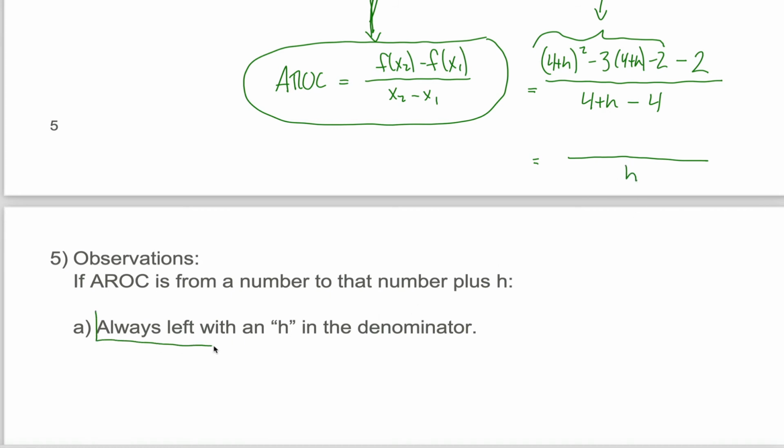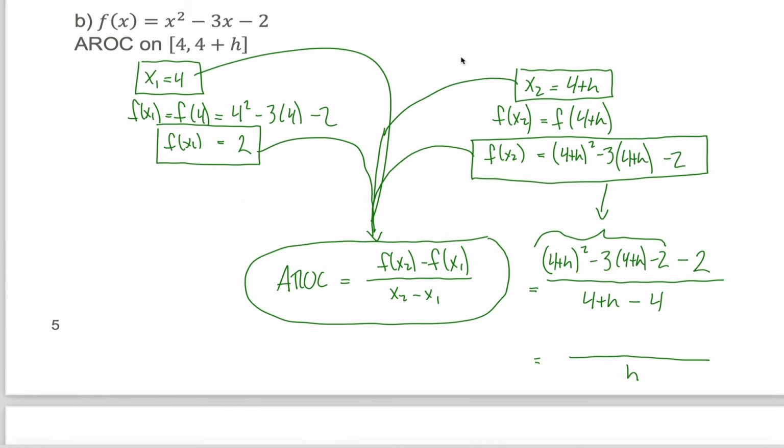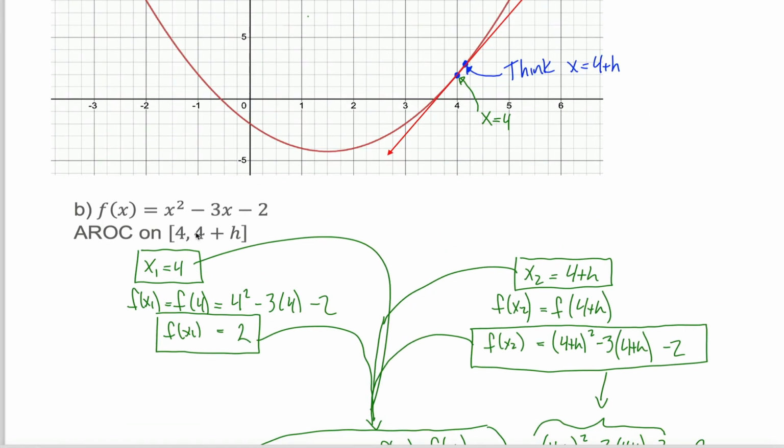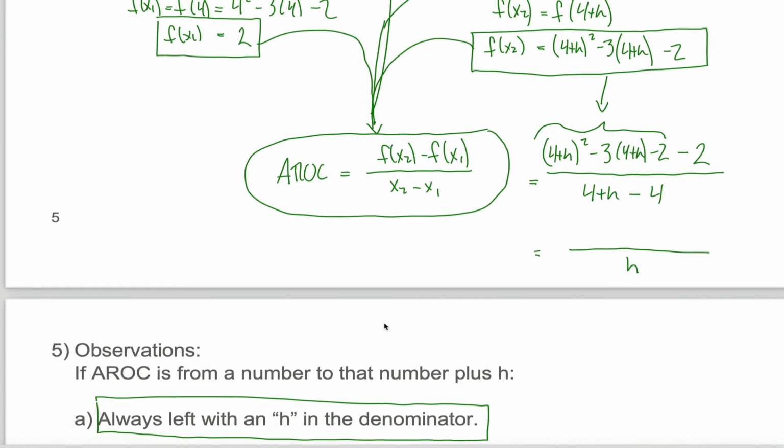We will always be left with an h in the denominator anytime our two x values are just a number and that same number plus h. Because no matter what number I'm given here, say this was 11 and 11 plus h, then my denominator would be 11 plus h minus 11. And those 11s would cancel and I'd still be left with this h.